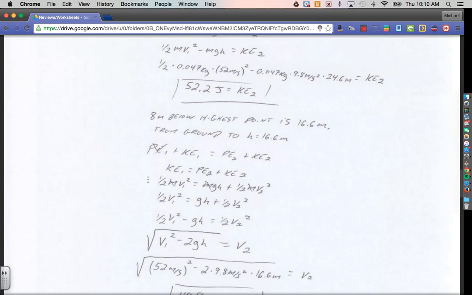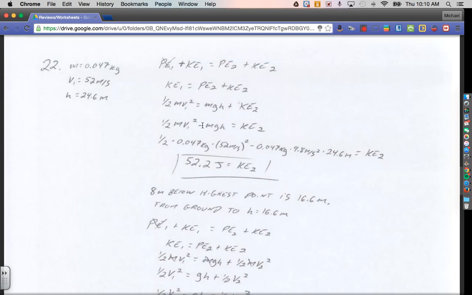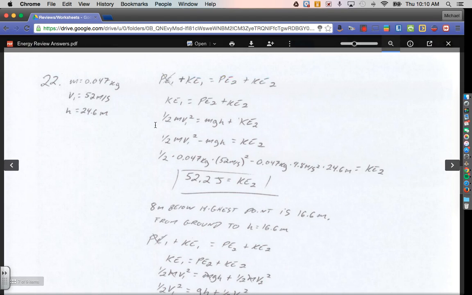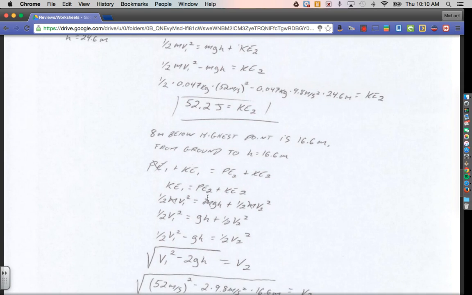Now we're going to figure out when it's 8 meters below its highest point, we want to know how fast it's going. Well, if its highest point, which was given in the problem, is 24.6 meters, 8 meters below that is 16.6 meters. So that's our h for potential energy. We're going to be dealing with the exact same equation. Initially, the ball has no potential energy when it's hit, but it is moving, so we have initial kinetic energy, and we're now taking a look at 8 meters below the highest point, so it's still got potential, and it's moving, so it's got kinetic.